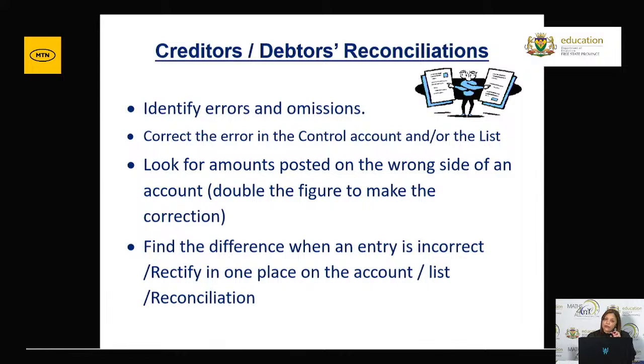Rectify, if it's only the account, you only rectify in the account. If it's the list, you only rectify in the list. So your main job here is to determine whether it affects your account, your debtors control account, your debtors ledger, your list, or where is the mistake. Or with your creditors, is it your creditors ledger, is it on the statement from outside, where did the mistake occur, and then you go and rectify.